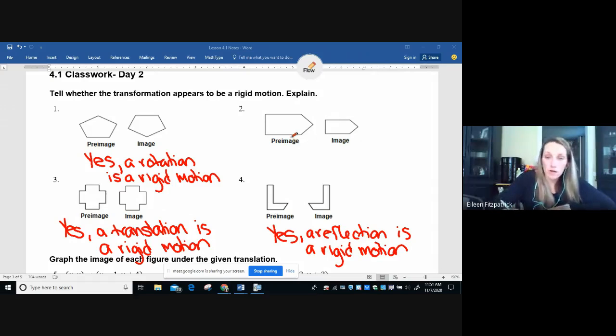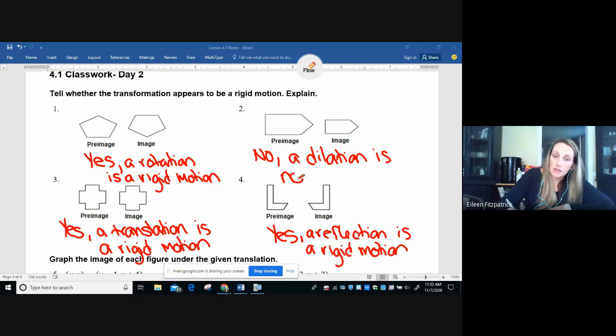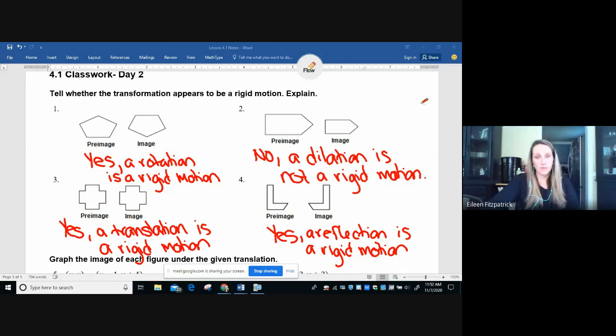The last one, do the image and the pre-image look like they're the same shape, same size? Looks like the same shape, but not the same size. So no, it's not a rigid motion. And that's because this is most likely a dilation, and a dilation is not a rigid motion, because the figure changes size. Distance is no longer preserved, right?